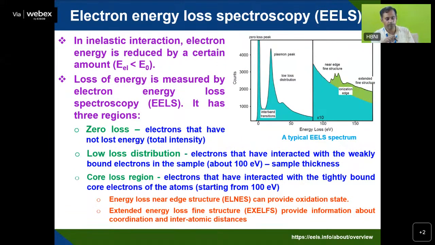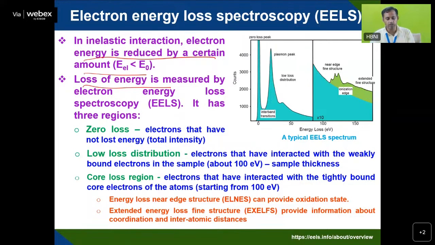Another part of this electron microscope is that you can also use electron energy loss spectroscopy with this TEM. As I told you, when the electron beam is transmitted, some of it can interact with the material and lose some energy. That is inelastic interaction. Because of that, the electron energy is reduced after a certain amount, so the transmitted electron energy E is less than E0, the incident electron energy. In that case, the loss of energy is measured.